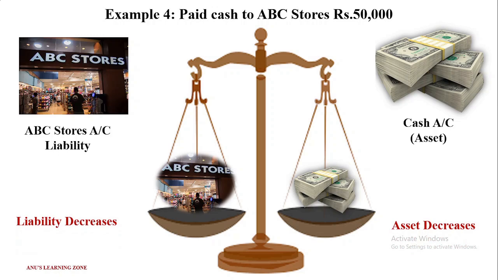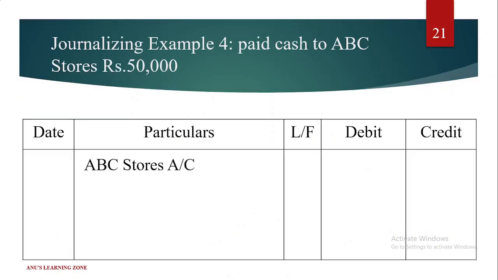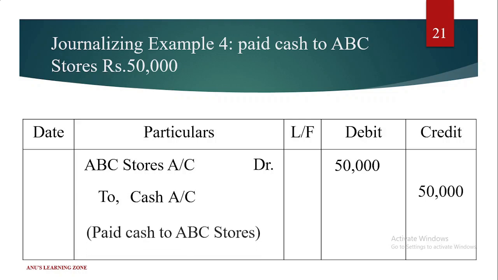So when a liability decreases, we have to debit that particular account. That is, we have to debit the ABC stores account, and as cash is decreasing, that is, the asset is decreasing, we have to credit that particular account. That is, we have to credit the cash account. So the journal entry becomes ABC stores account debtor to cash account. Let us see how to journalize the transaction. The same thing: ABC stores account has to be debited, so we write ABC stores account debtor to cash account, amount 50,000, and the narration is paid cash to ABC stores.